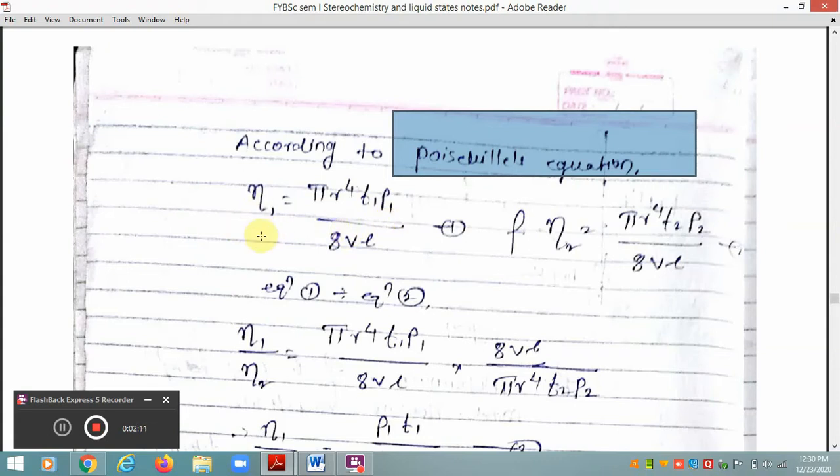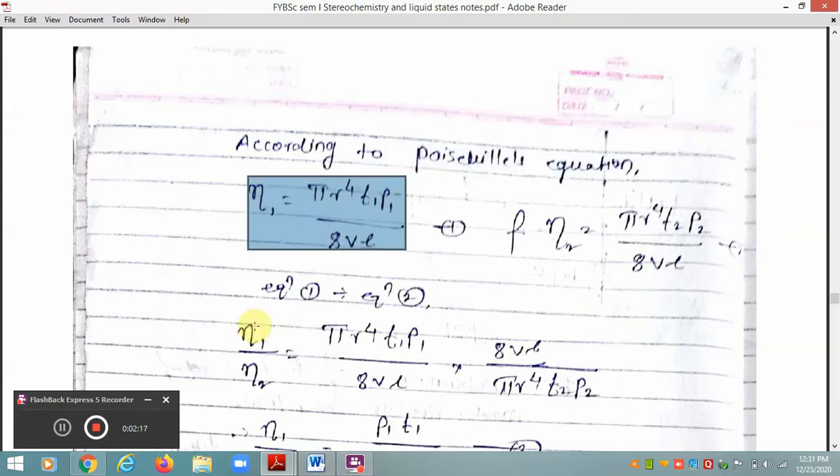This equation can be written for the two liquids, one the reference liquid and the other the given liquid. So for the first liquid we get eta 1 is equal to pi r raised to 4 into T1 into P1 divided by 8 into V L. I hope you can understand this. R is the radius of the capillary, T1 is the flow time of the given liquid, P1 is the pressure, V is the total volume, and L is the length of the tube.